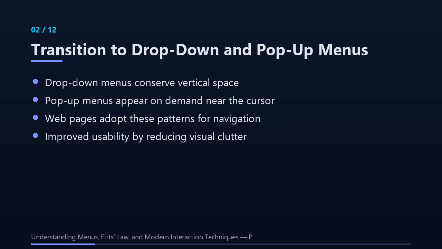Graphical user interfaces introduced the concept of drop-down menus, where a single bar expands vertically only when the user clicks or hovers. This approach dramatically reduces the permanent footprint of menu items, allowing the main workspace to stay visible. Pop-up menus, also known as context menus, appear directly under the mouse pointer when a user right-clicks, offering relevant actions without cluttering the interface. Web designers borrowed these ideas to create navigation bars that expand into submenus, preserving screen space on devices of all sizes.